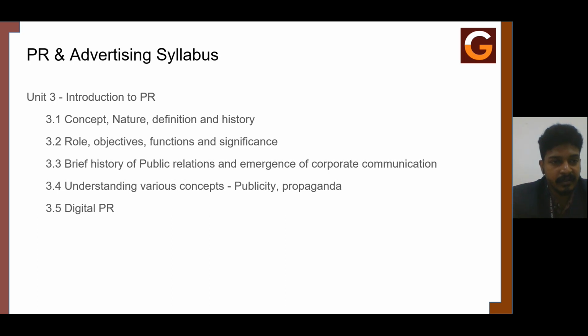Concept, nature, definition, and history in subunit 3.1. Similarly, roles, objectives, functions, and the significance of public relations 3.2. 3.3, we'll be looking at a brief history of public relations in the early 20th century, when people were trying to bring up the need for a discipline like public relations, and how it has actually shaped how we actually speak as individuals and organizations, which is why you have the emergence of corporate communication along with it.